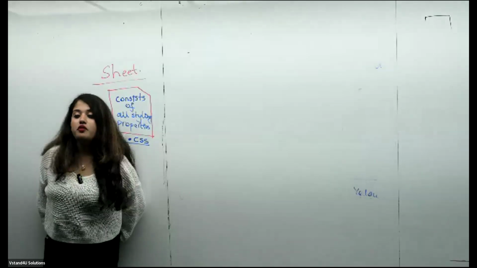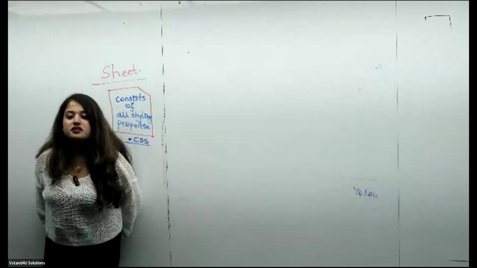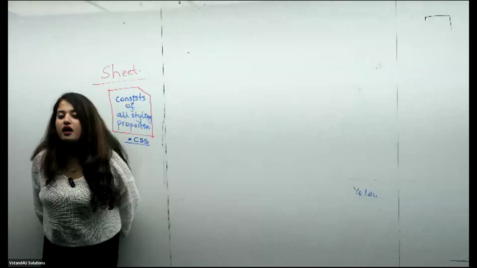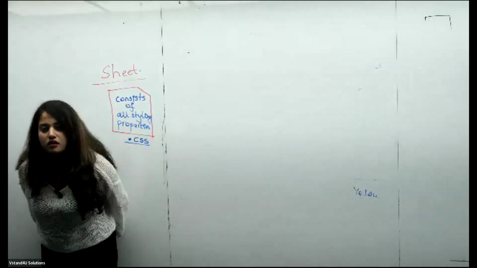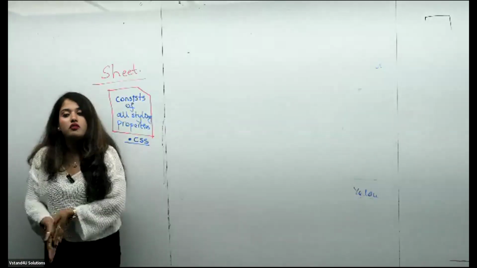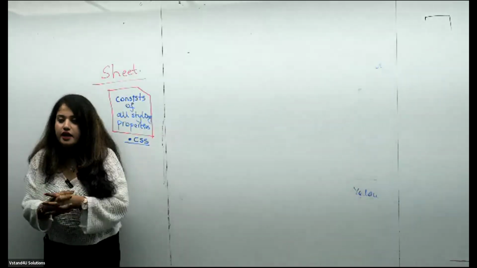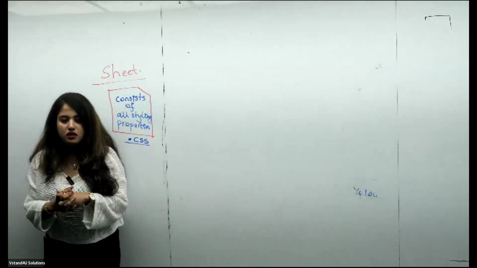Okay, what do you mean by style? It is nothing but which alters the look of your website or web page. What is sheet? Sheet is nothing but a document which consists of all your styling properties. Clear with this? Done?